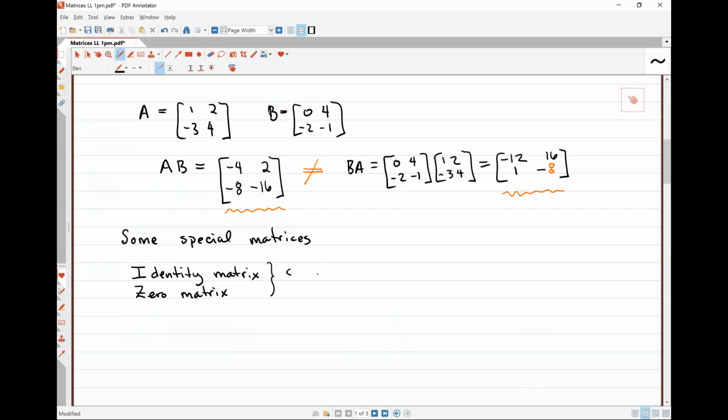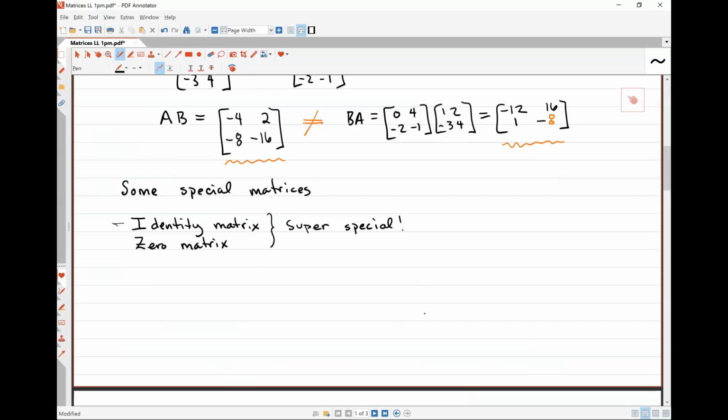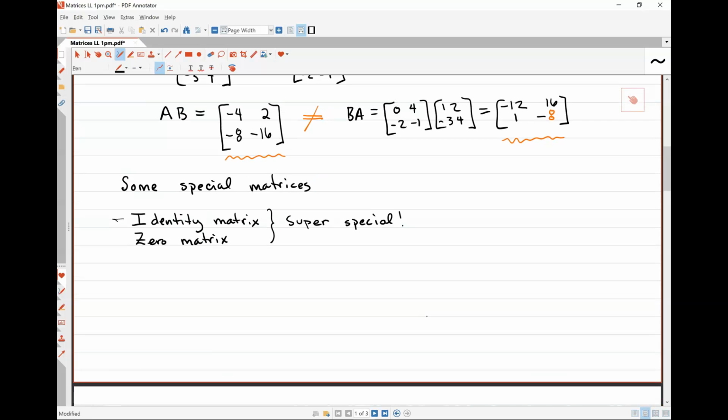These are super special. They're extra important. They're the ones you learn on the first day. The identity matrix is called that because if you multiply a matrix by the identity matrix, you're not going to get a change. It's always going to be the same. But they work that way when they're square matrices. Zero matrix, all zeros. When you multiply by that, everything is zeros. So these are special matrices. They're special for multiplication.